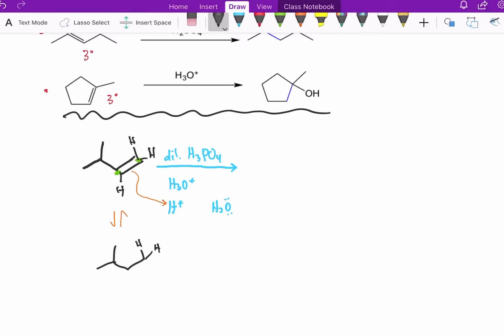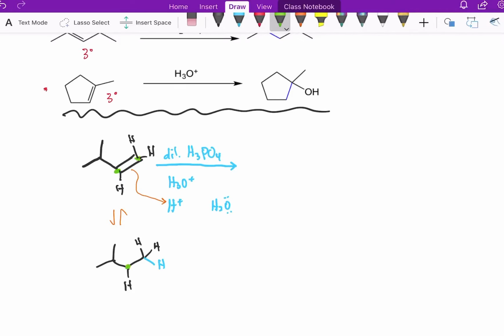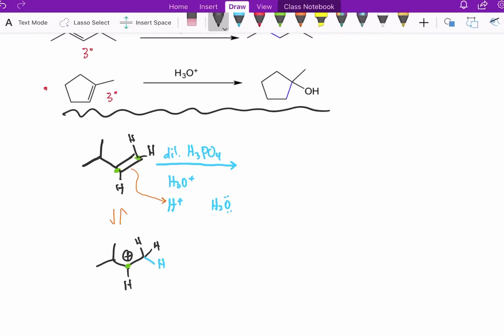Let me draw the hydrogens in here. So we're going to be adding this hydrogen. There's the new bond in blue. Now we see that this sp2 carbon here is going to have a plus charge. So in our first step, this is the most stable carbocation we can form.